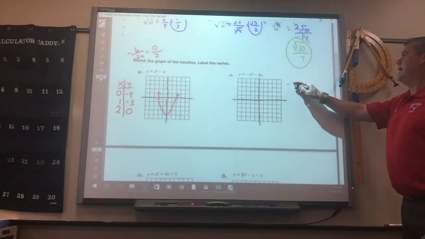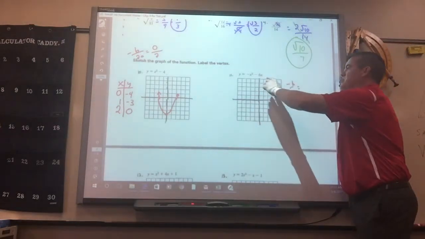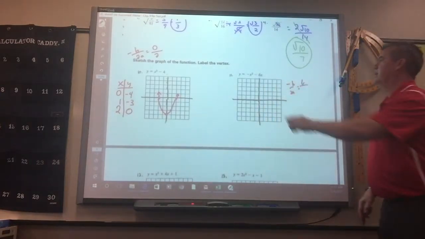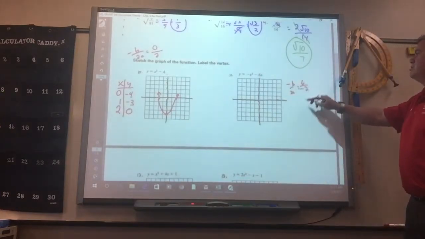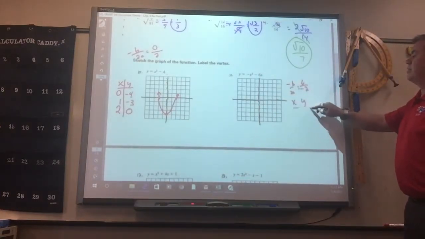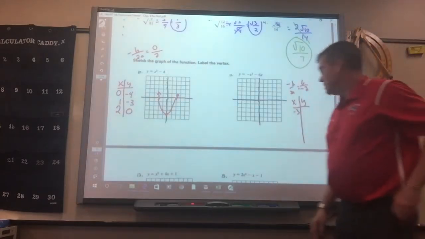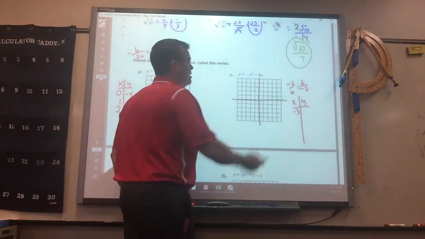Okay, in 11, negative b over 2a: b is -6, so negative makes positive 6. A is -1, so 2 times -1 is -2. 6 over -2 is -3. So, this is one that a lot of people got wrong when we did them.